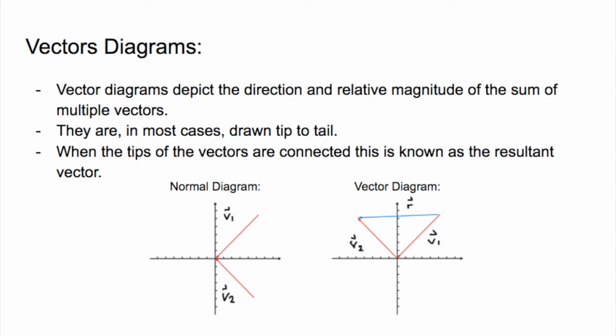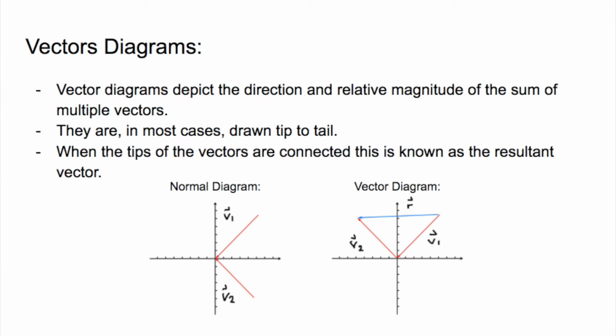So just to expand on the learning goals a bit, let's go over vector diagrams first. Vector diagrams depict the direction and relative magnitude of the sum of multiple vectors. They are in most cases drawn tip to tail. That drawing tip to tail makes it easier to solve the question. And when the tips of the vectors are connected, this is known as the resultant vector.